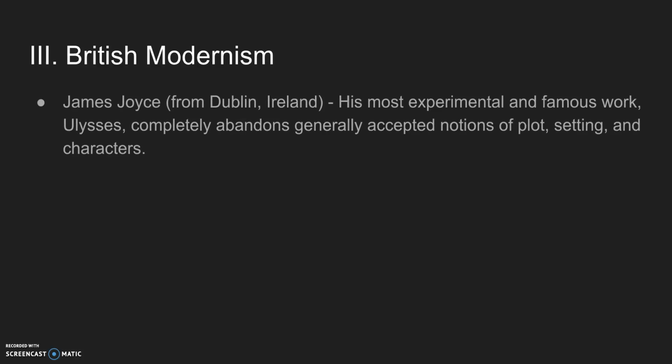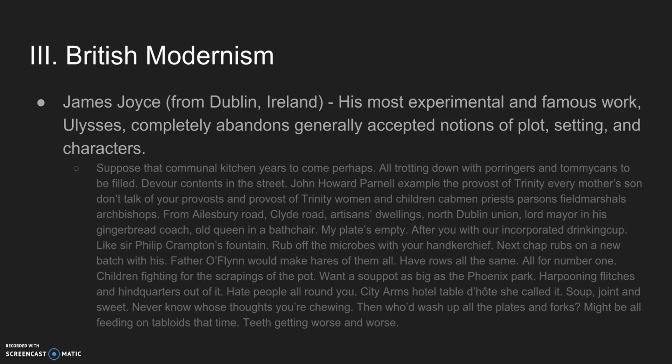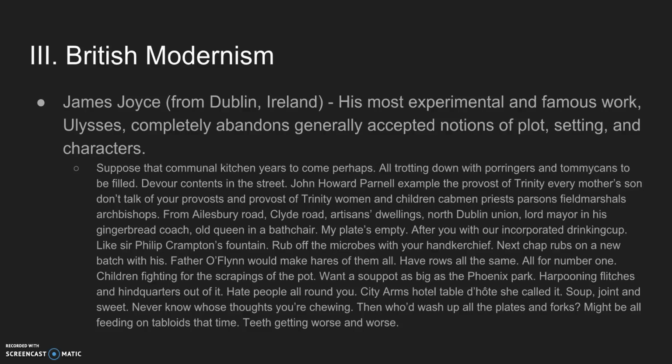Okay, so modernism was a little different in different places. So British modernism, the first one we're going to talk about, has examples of somebody like James Joyce, and his most experimental and famous work, Ulysses, completely abandons generally accepted notions of plot, setting, and characters. So if you go back and read this, you're going to find that it makes no sense whatsoever, and that's not fair. To some extent it does, but it's not what you would consider a classic narrative.